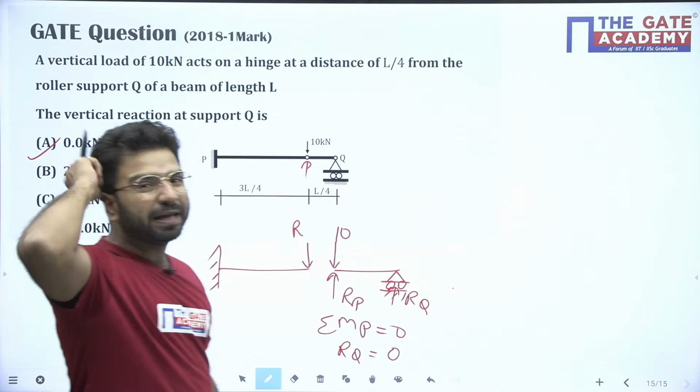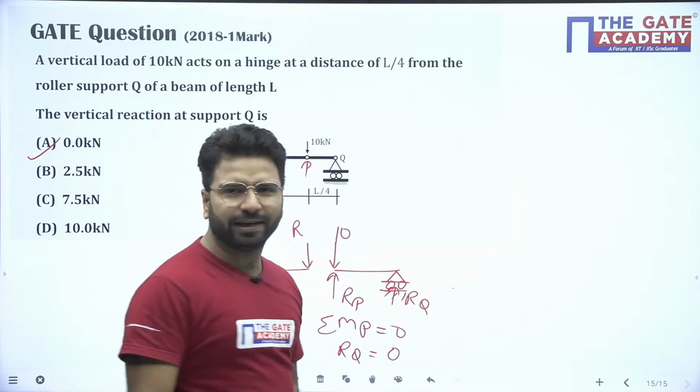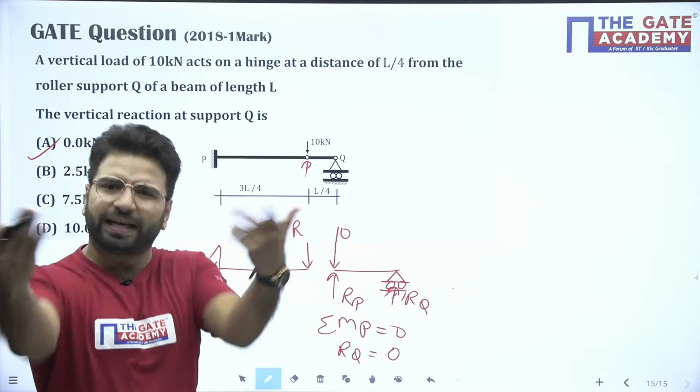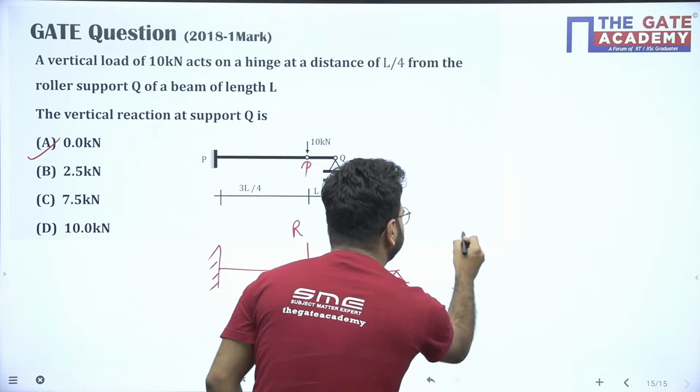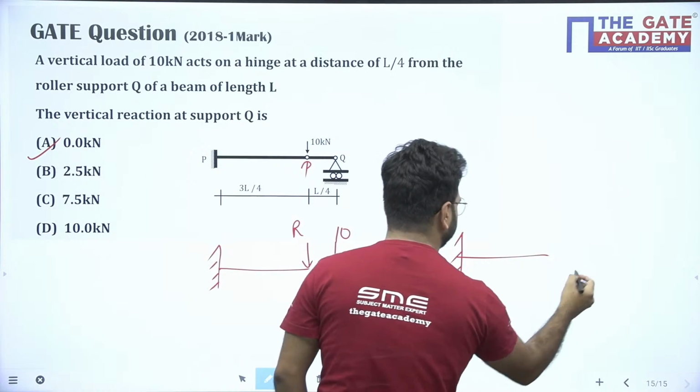Now the question may come in your mind, sir, why are you taking the right side? I want to take the left side. Oh bhai, take the left side. I am saying let me take the left side. Okay, this is my beam.